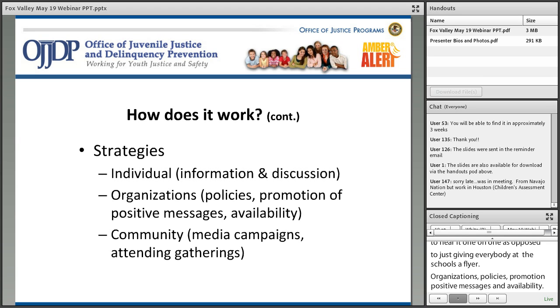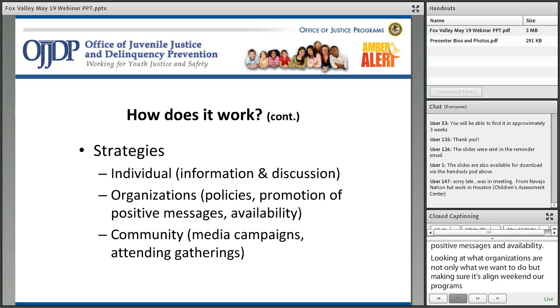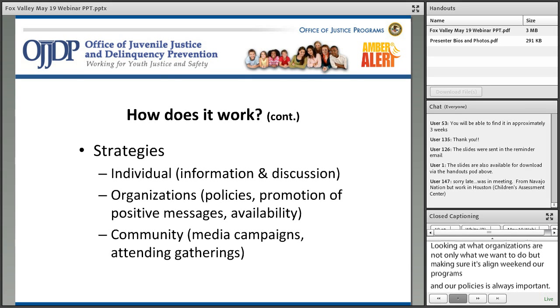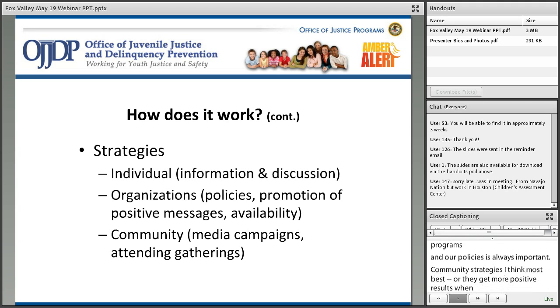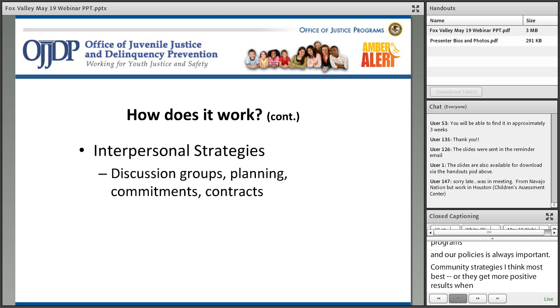Community strategies, I think, get more positive results when they're used in media campaigns, attending gatherings, local newspapers, bulletins, Facebook, and those types of things. But these are, like I said, things that I see that have worked for me in the work that I do. And then also the final one, interpersonal strategies.